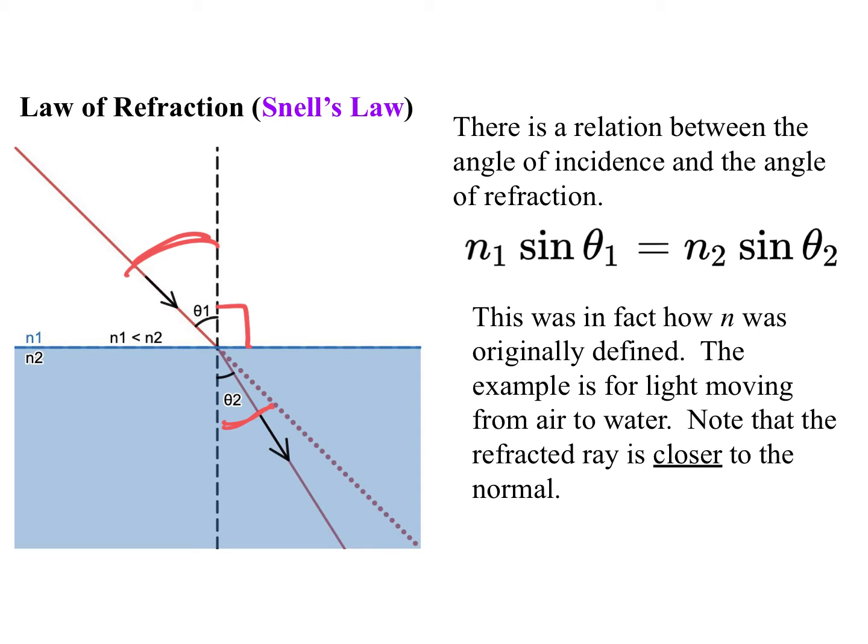One thing to note here is that the refracted ray is closer to the normal. In other words, I've drawn the dashed line as well. That's what would have happened if there had been no medium change. So the light would have traveled this way, and we can see that the ray has moved in the direction of the normal. It's bent towards the normal.